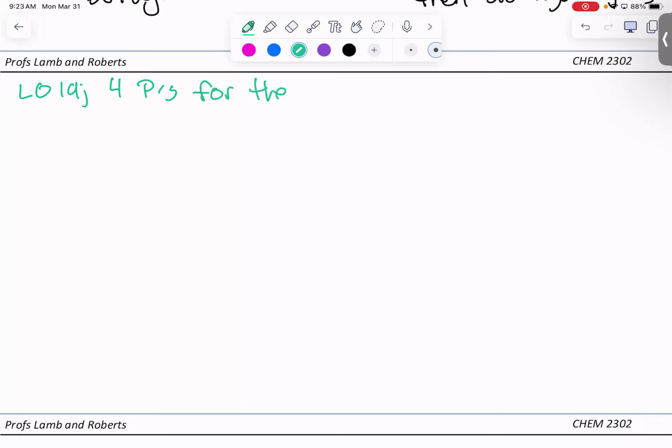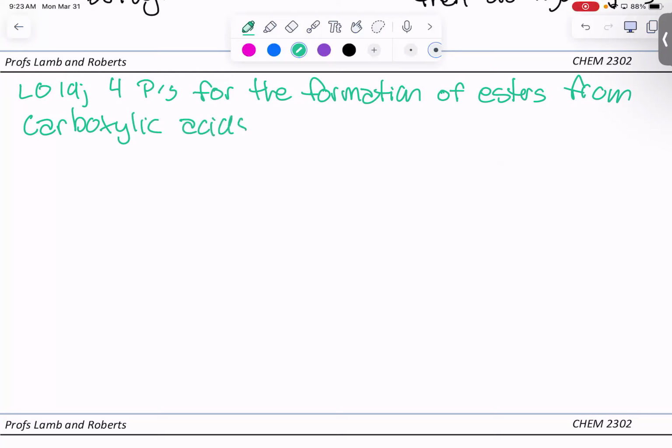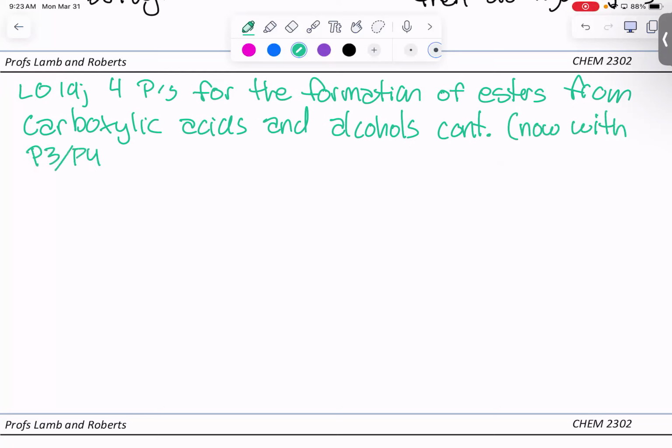So for the formation of esters from carboxylic acids and alcohols. All right, continued. We've seen this before. We've seen the 2 P's of this, and the mechanism, so now with P3 and P4, you can find this in chapter 19.14. All right, so you're going to recognize this reaction where we have a carboxylic acid.